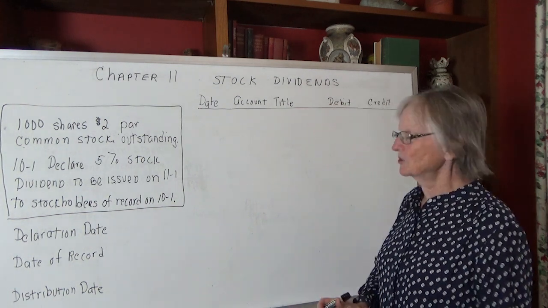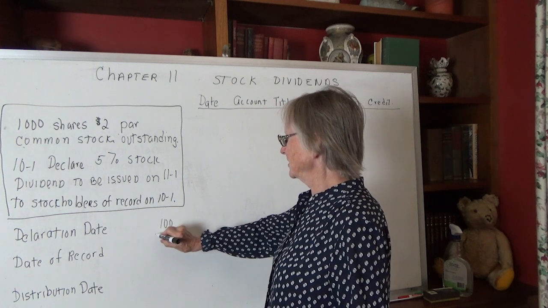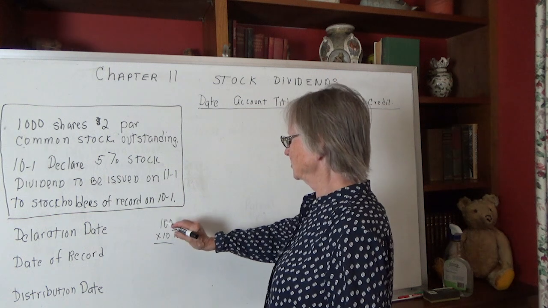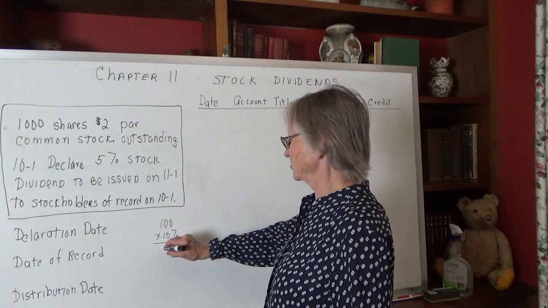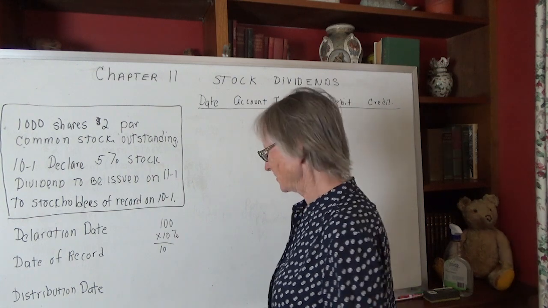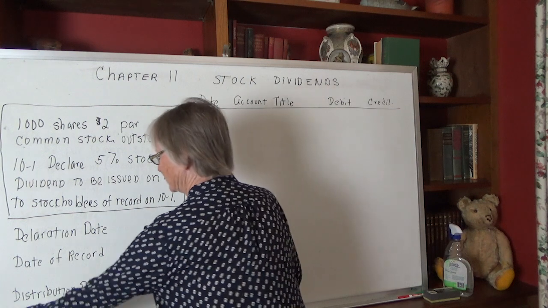So if you owned 100 shares of stock, and they did a 10% stock dividend, then you would get your proportional, additional shares of stock. So you might get 10 additional shares of stock. Okay, so no cash. That's the main thing.